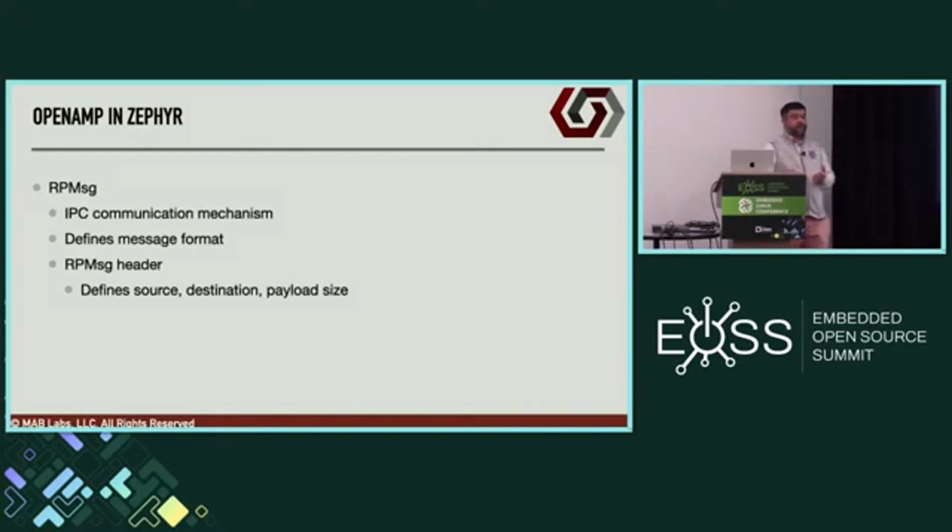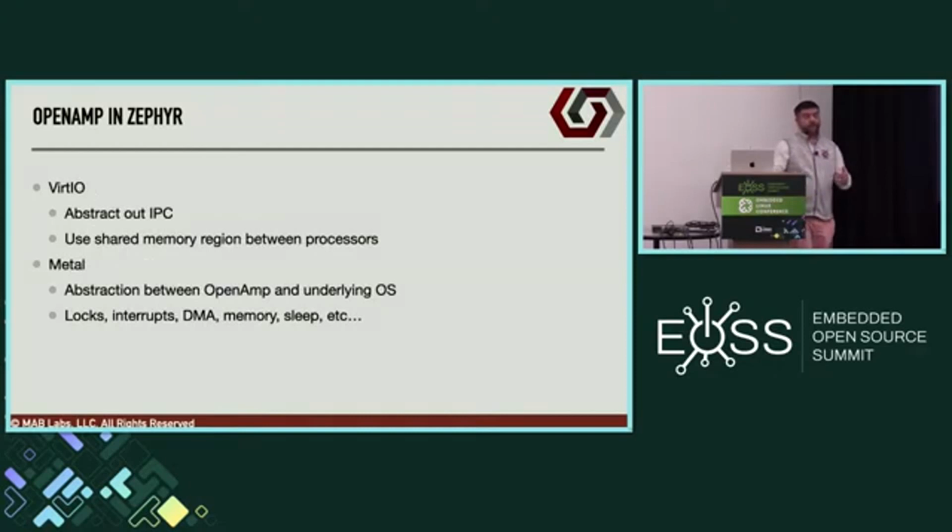And then we have RP message, which is the actual communication mechanism. Once you use Remoteproc to load the firmware and get it going on the Cortex-M, for example, RP message comes along, and you can use that to communicate between your Cortex-A MPU and your Cortex-M MCU. That's a very well-defined format on how this message exchange occurs. So you have this standard framework to communicate between these different cores.